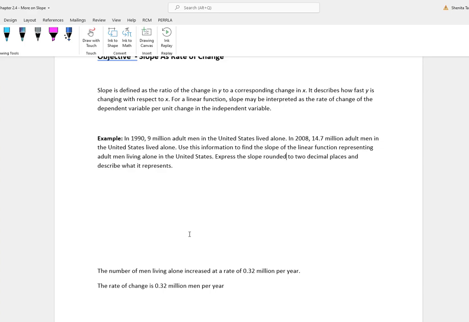In 1990, 9 million adult men in the United States lived alone. In 2008, 14.7 million adult men in the United States lived alone. We're going to use this information to find the slope of the linear function representing adult men living alone in the United States. Express the slope rounded to 2 decimal places and describe what it represents. So we can get information from what they told us. We know that in 1990, 9 million men lived alone. And in 2008, 14.7 million adult men lived alone. So we can figure out the slope from these 2 points.